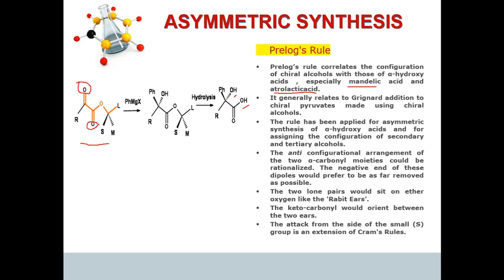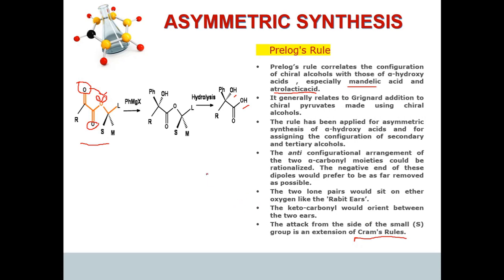The arrangement of these two carbonyl groups anti to each other can be rationalized. Now the negative ends of these dipoles would prefer to be as far apart as possible, and we can see there will be two lone pairs of electrons. You can see two lone pairs of electrons sit on the ether oxygen like rabbit ears, and the keto carbonyl would orient between these two rabbit ears, and the attack from the small side group is again an extension. So the attack takes place from the side of the smaller group, which is an extension of Cram's rule.